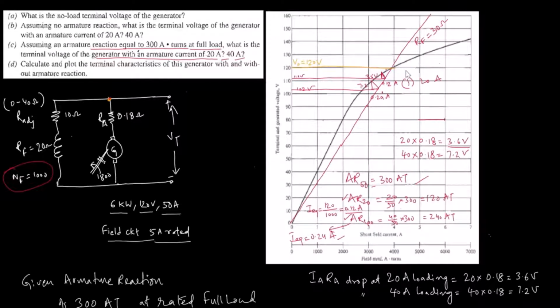So the new terminal voltage with presence of armature reaction at loads 20 amps and 40 amps loading will be 111 volts and 102 volts, which are actually lower than the terminal voltage present without armature reaction, with only armature drop, right?